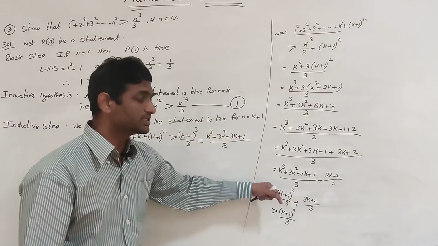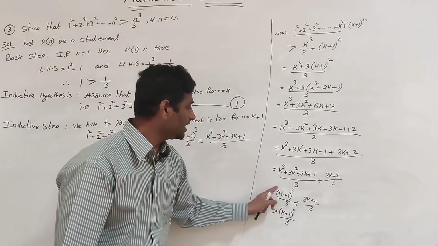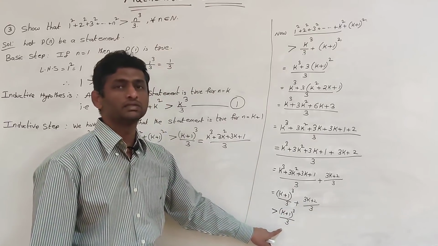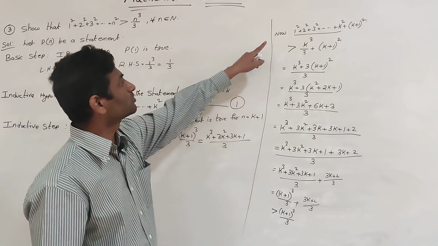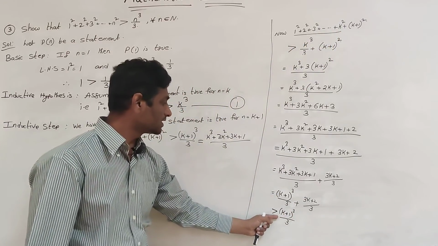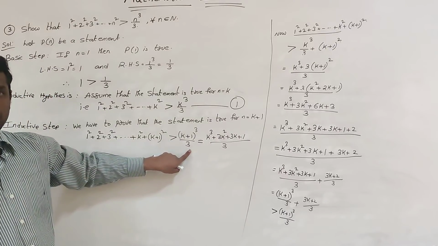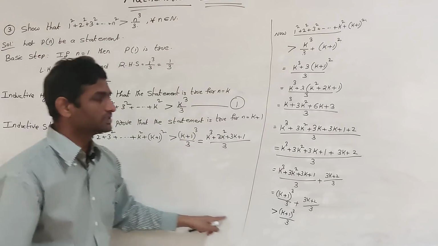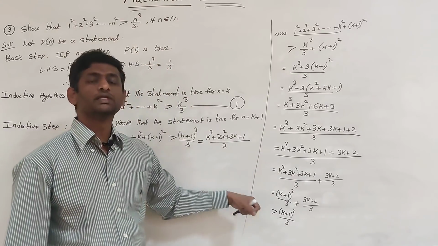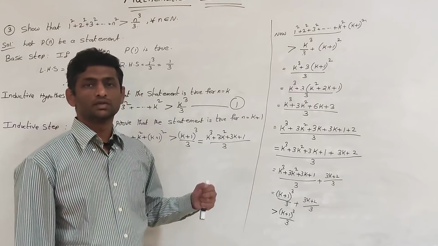As k is a natural number, this entire value will always be greater than k plus 1 whole cube by 3. Means 1 square plus 2 square plus 3 square plus k plus 1 whole square is always greater than k plus 1 whole cube by 3. So this is what we had to prove. So by using mathematical induction, it is true for all natural numbers. So next problem.